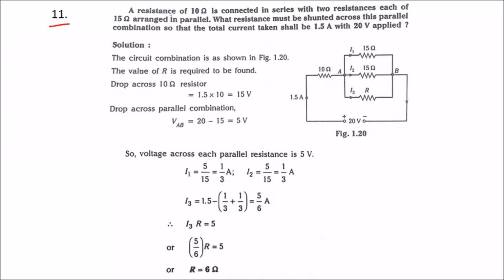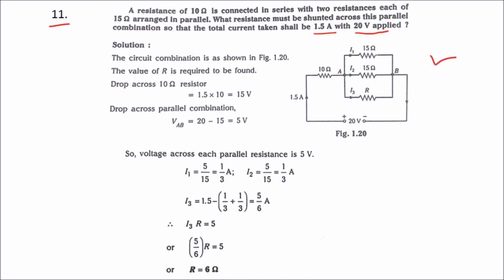Problem 11. A resistance of 10 ohms is connected in series with two resistances each of 15 ohms arranged in parallel. What resistance must be shunted across this parallel combination so that the total current shall be 1.5 amps with 20 volts applied, that is, the supply voltage is 20 volts. So this is the figure.